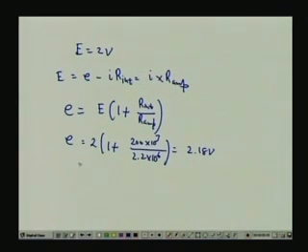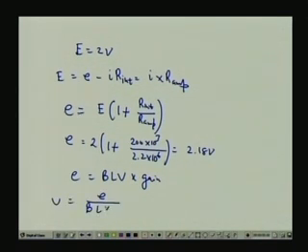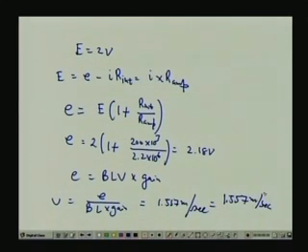Now, we know that E equal to B L V into the gain of the amplifier, where B is the flux density, L is the length or diameter of the pipe, and V is the velocity of the fluid. If I manipulate, V equals E by B L multiplied by the gain of the amplifier. It will give you 1.557 meter per second.